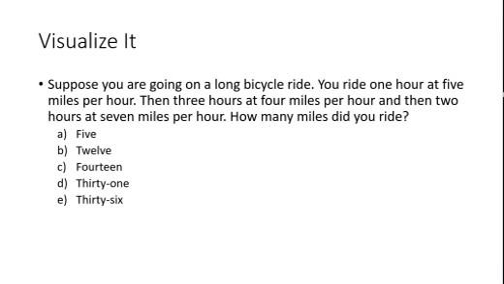Okay, so visualize it. A, B, C, D, E. Suppose you're going along on a bike ride. You ride 1 hour at 5 miles per hour, then 3 hours at 4 miles per hour, and then 2 hours at 7. How many miles did you ride? Take a second and identify how far someone rode. And again, we're looking at distance here.